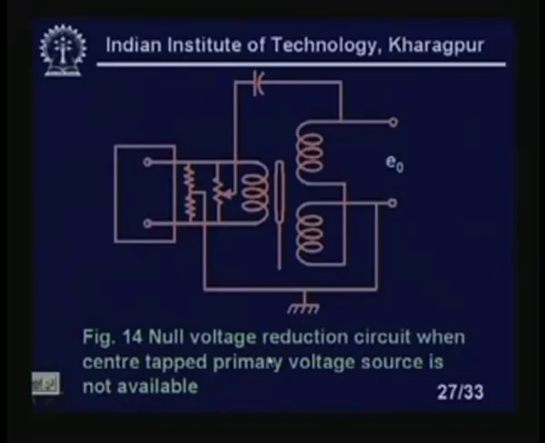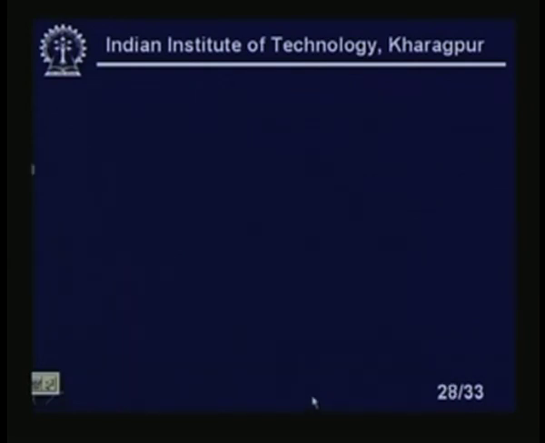Now, the next figure, figure 13, will show how we can kill this null voltage if the center tap excitation voltage is not available. It will look like this. You see figure 14, the null voltage reduction circuit when the center tap primary voltage source is not available. Here, 2 potentiometers are used, this is grounded, and in the previous case it is also grounded. All the voltages come across the potentiometer, so I will vary the position of the wiper so that the output voltage will become 0.